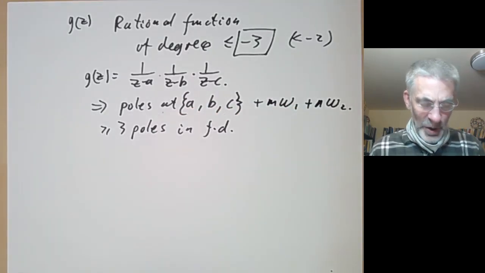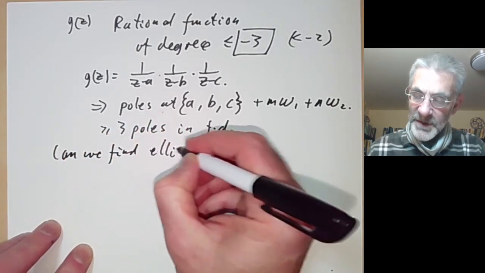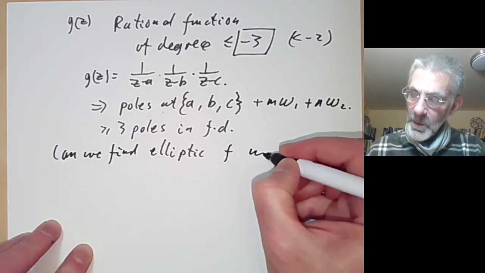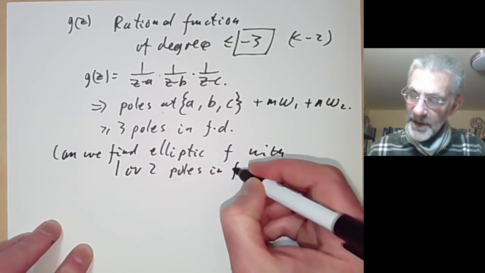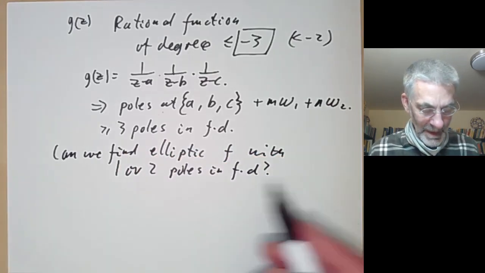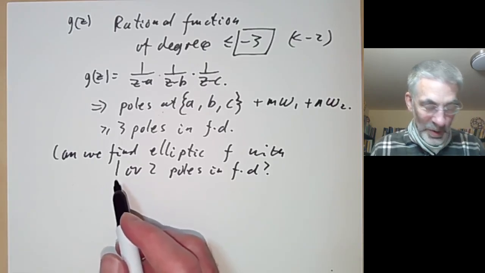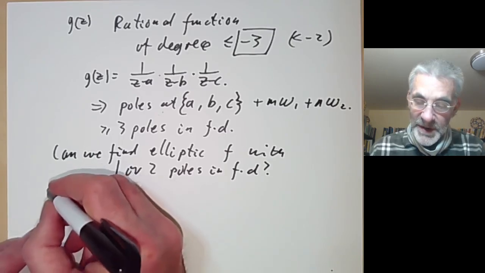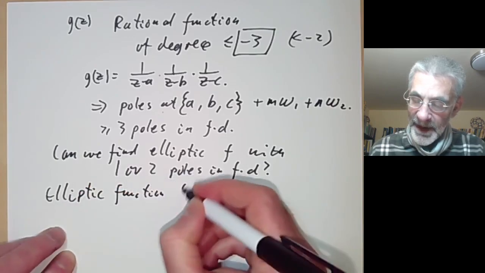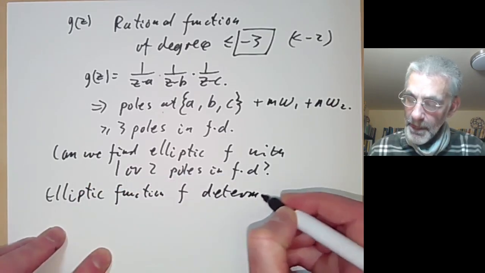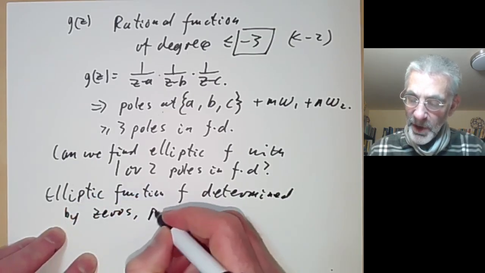Well, this leads to the obvious question: can we find some sort of elliptic function f with 1 or 2 poles in a fundamental domain? And there's a more general question. You notice that an elliptic function f is determined by its zeros and poles.